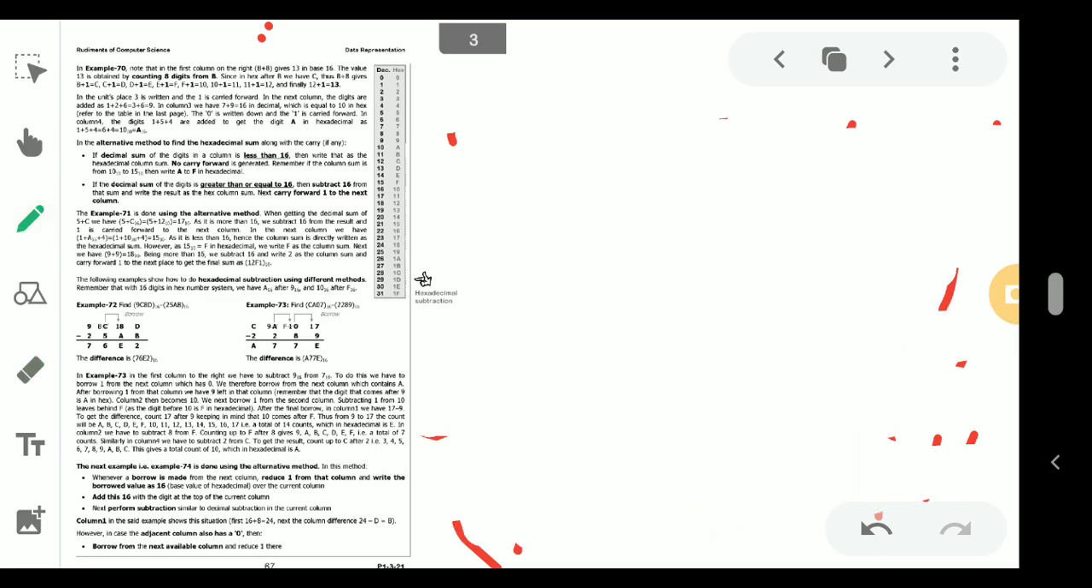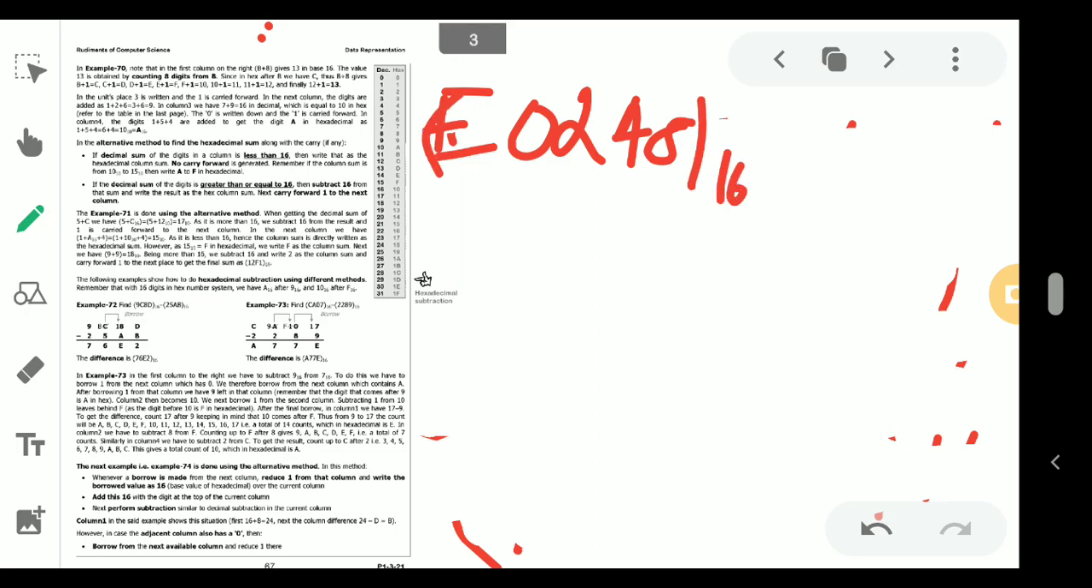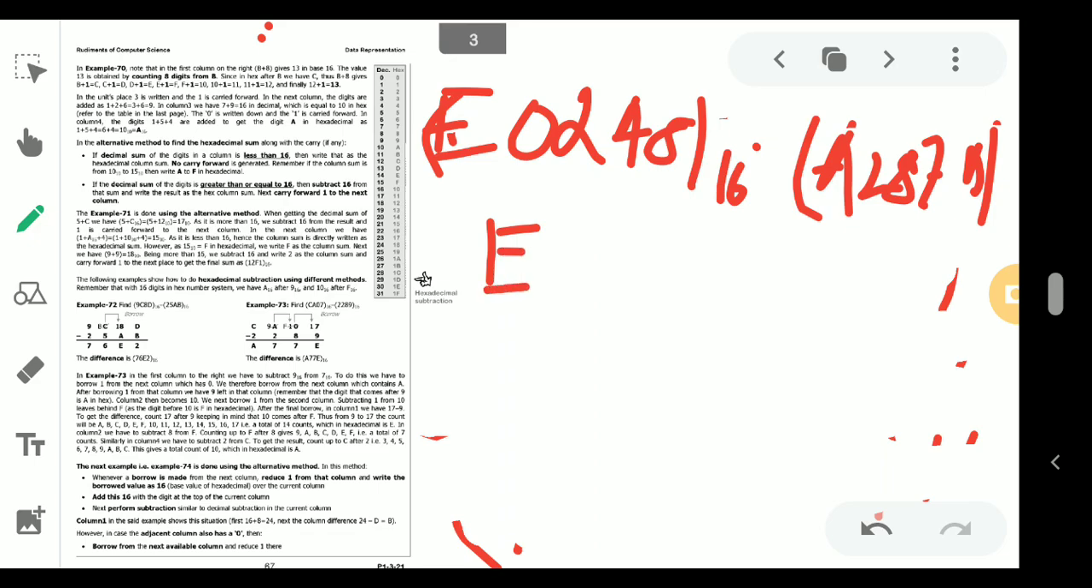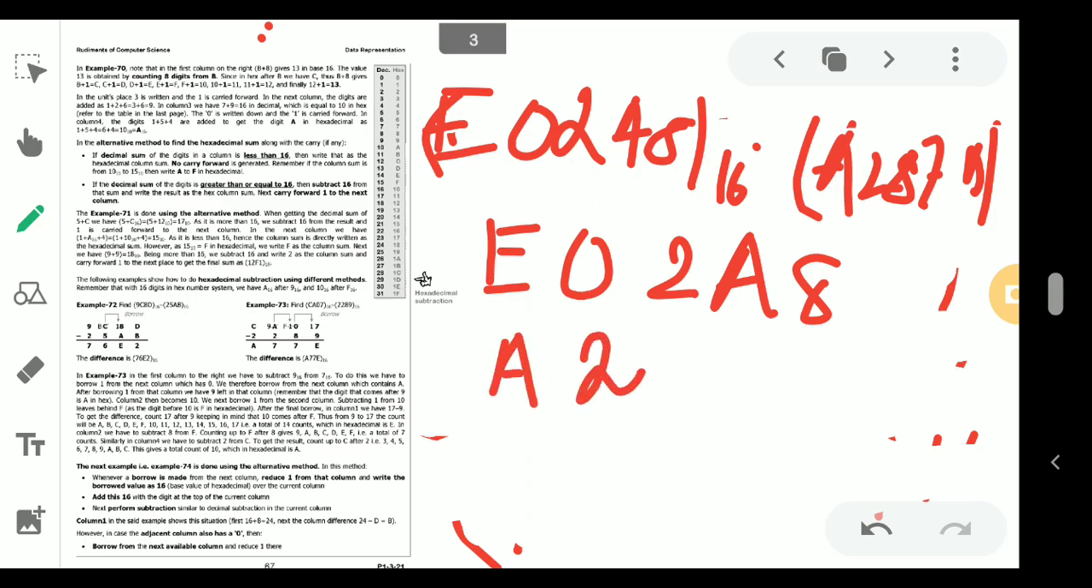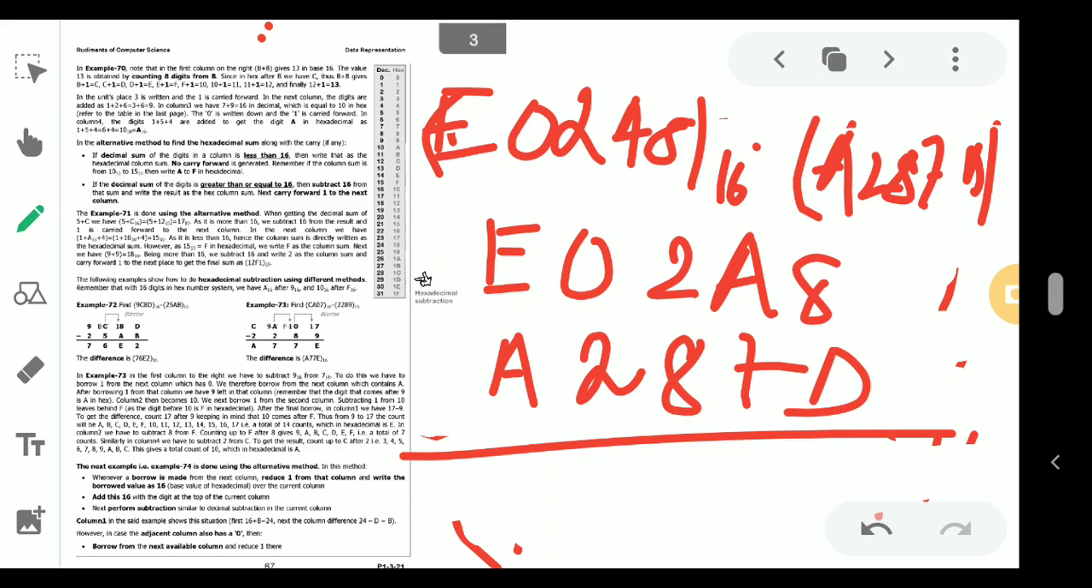Next I am taking the bigger one, that is E02A8 base 16 minus A287D. Okay, I am arranging it so you are able to understand. It is E02A8 and it is A287D.